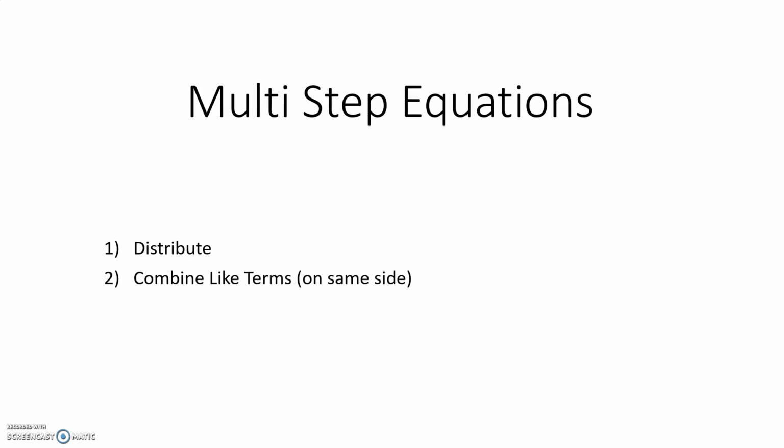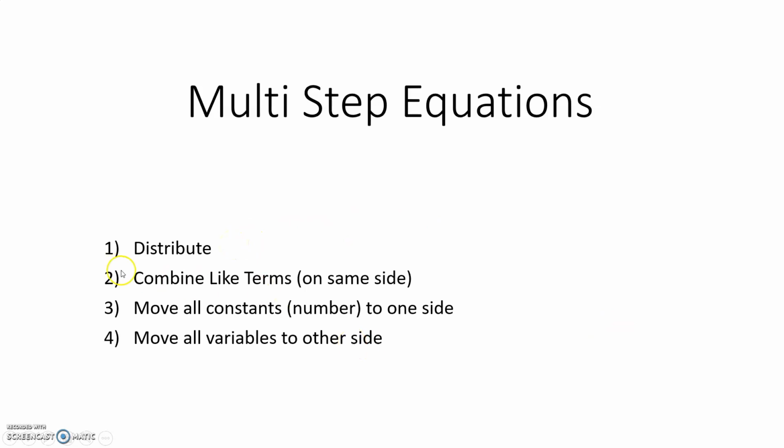The next is to combine like terms on the same side. It's important that they're on the same side. That's what combining like terms is. If you're moving stuff back and forth, it's not combining like terms, it's moving your variables around or your constants, which are the next 2 steps. Steps 3 and 4 are interchangeable. First, you can move all your constants or numbers to one side, and you use inverse operations for that. And then you move all variables to the other side, again using inverse operations. Again, all 4 of these steps may or may not appear.